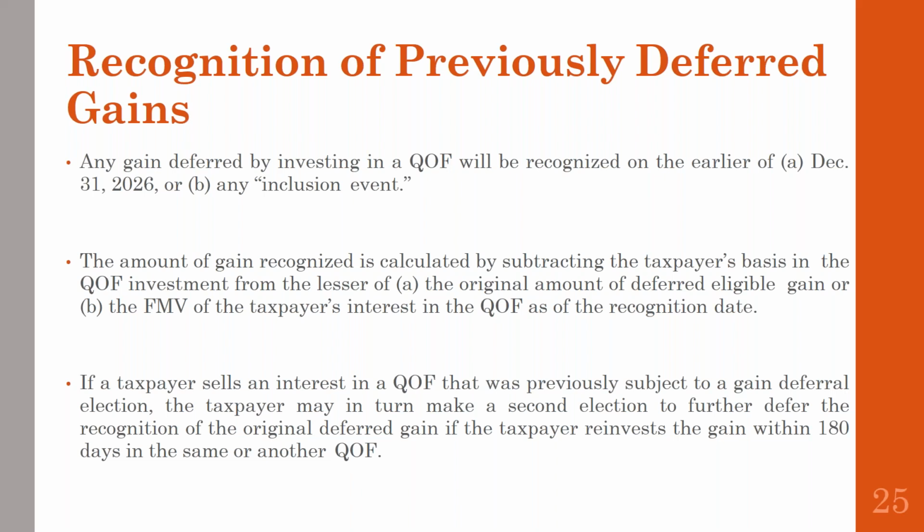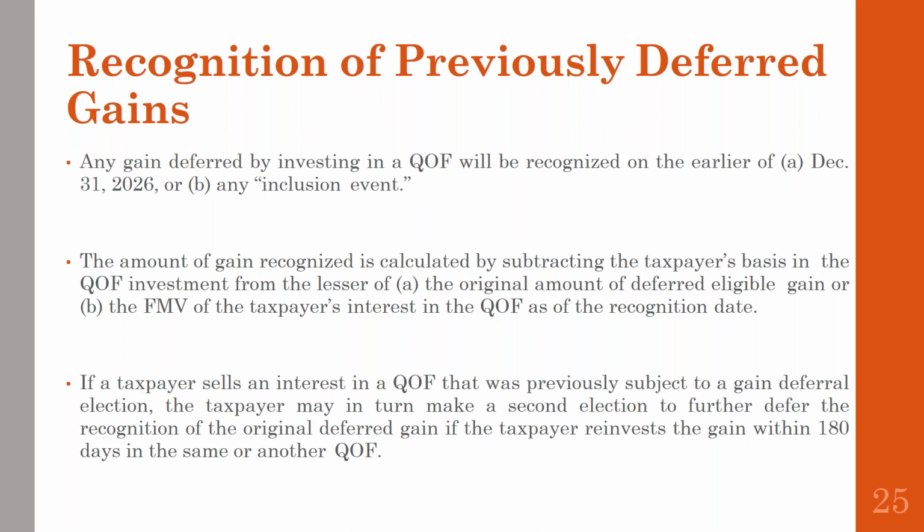The other general rule, though, is that if the partnership interest or the interest in the QOF is sold by the taxpayer, that's your inclusion event. So the amount of gain recognized is calculated by subtracting the taxpayer's basis in the QOF investment from the lesser of, again, we've talked about this, the original deferred gain or the fair market value of the interest in the QOF as the recognition event.